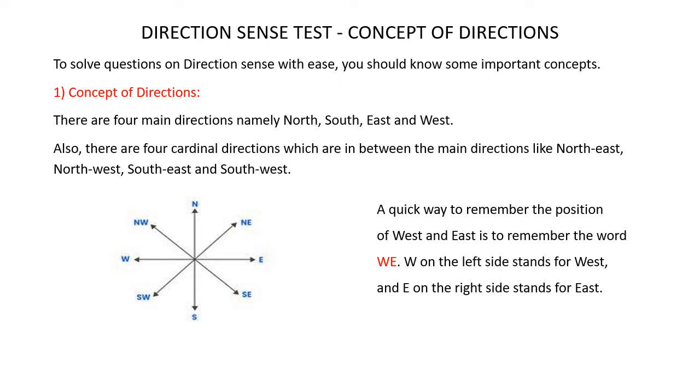A quick way to remember the position of west and east is to remember the word V. W on the left side stands for west and E on the right side stands for east. You have to remember these main directions to solve any problem on directions.